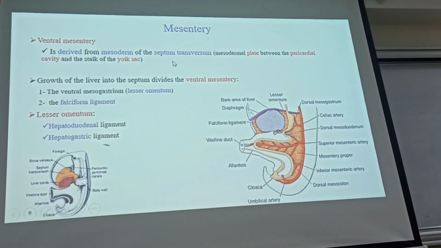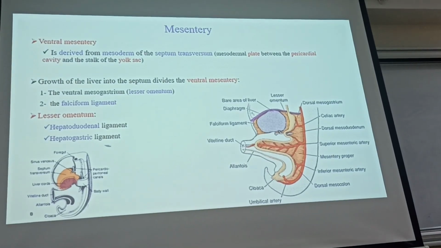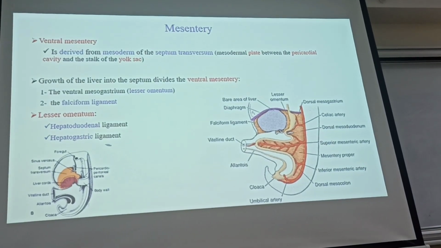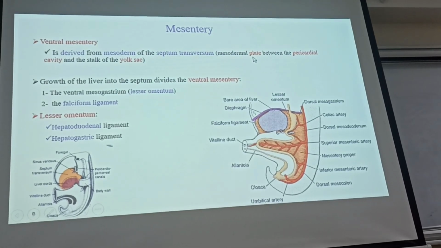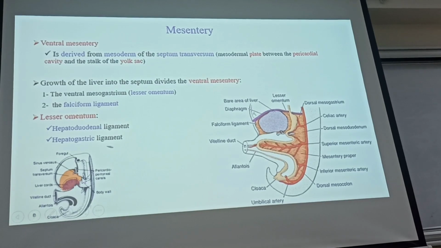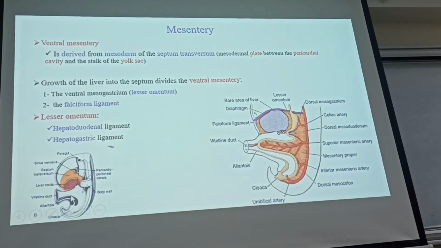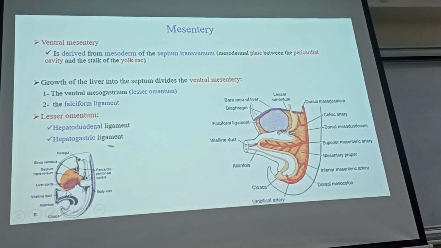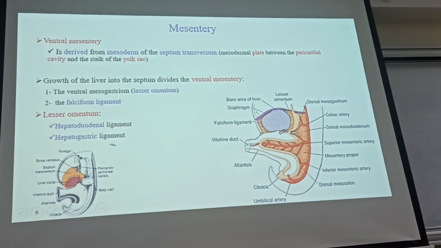What is this septum transversum or transverse septum? Transverse septum is a mesodermal plate that is located between the pericardial cavity and the umbilical and vitelline duct. At first, please see in this picture.